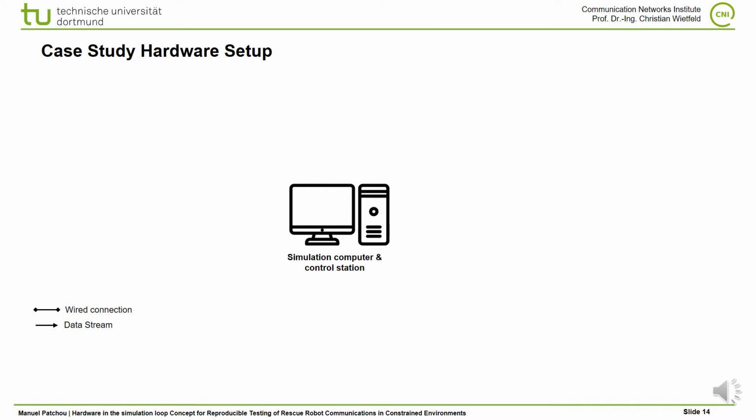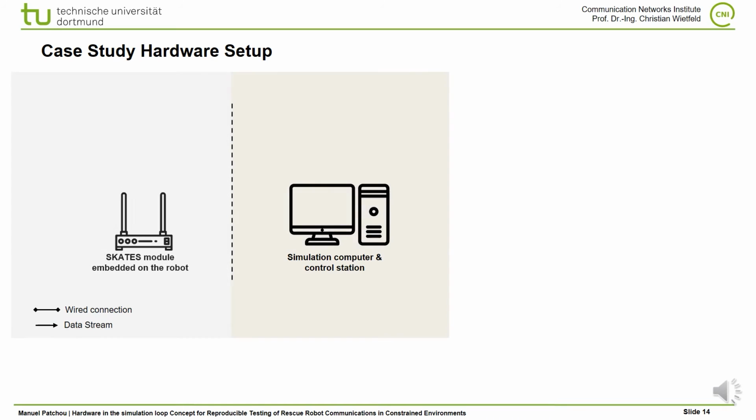The hardware setup shall now be detailed. The simulation computer and the control station are both hosted on the same computer. The first skates module is used by the robot in the simulation. The second one is used at the control station to communicate with the robot.